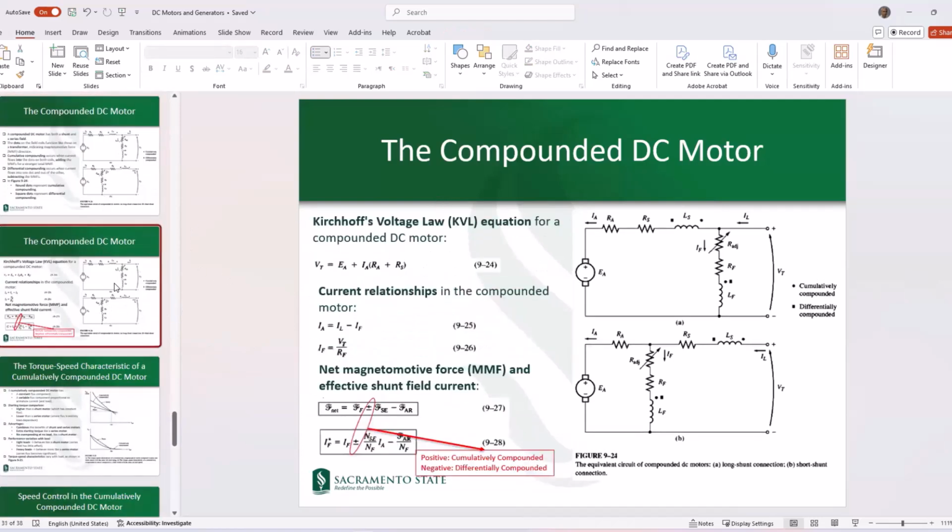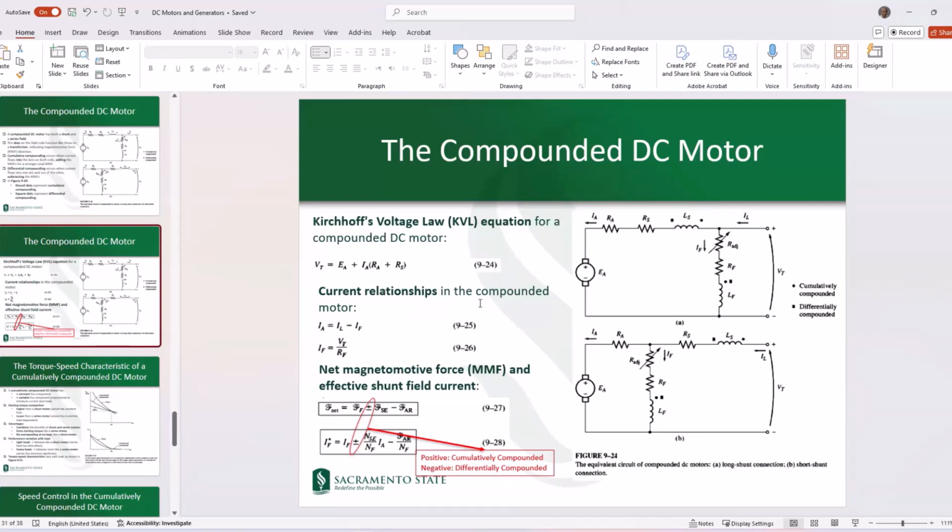Now, let's go a little bit into more details on the circuit. If you write up the KVL for the compounded DC motor, you can see that VT would be equal to EA plus IA times (RA plus RS), right? Same thing here: VT would be EA plus RA times IA. However, for RS, we have IL, which would be different from IA. So this equation 9.24 would be associated with this long shunt connection.